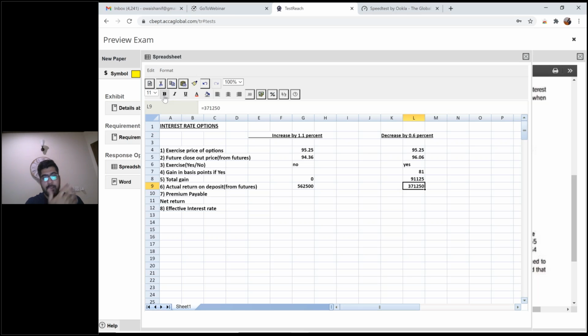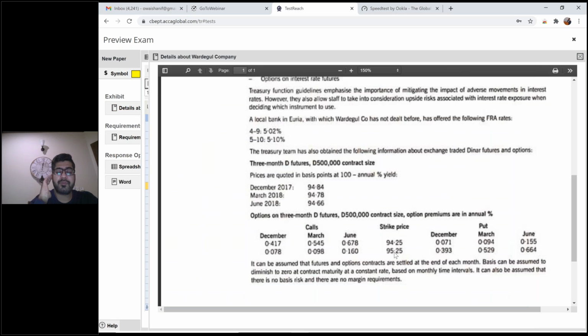Okay. Now finally the premium payable. So premium rate into spot into number of contracts into tick. That's what premium is basically calculated as. So what is the premium rate? We have taken the second exercise price, right? 95.25. So do you take a call option or a put option? In deposit, you take a call option. So only calls are relevant.